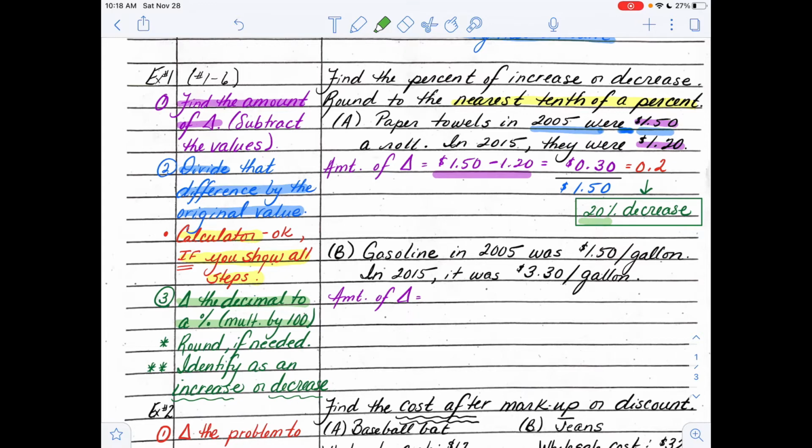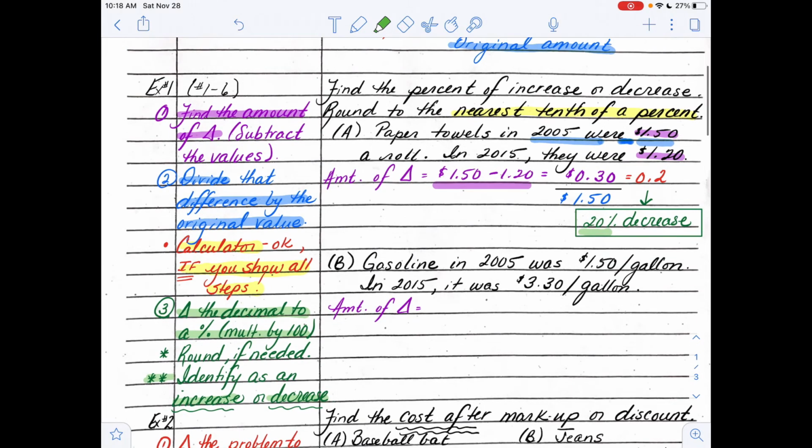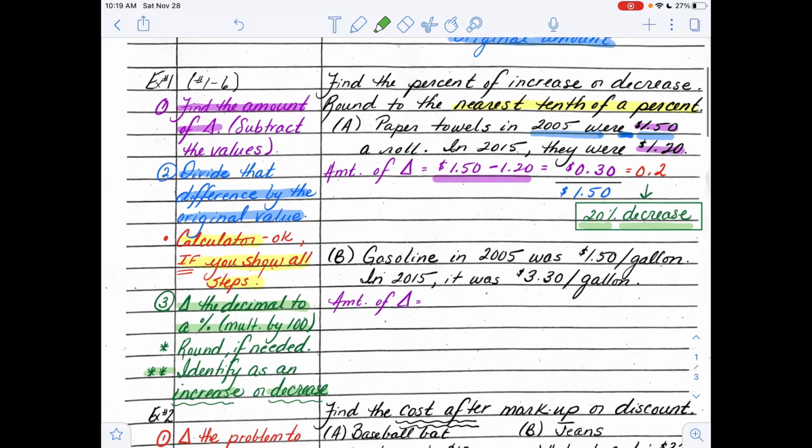But you definitely need to identify as an increase or a decrease. Well, in those 10 years, did the price go up or did it go down? It went down, so it's called a decrease. My answer would be it's a 20% decrease over the 10 years. Let's look at another example.